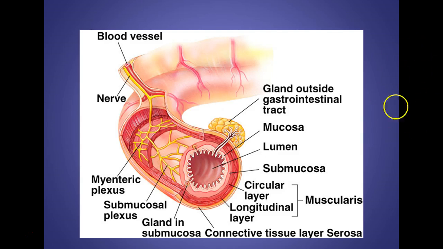Here we're taking a look. We have our lining, which we call the lumen. We have the submucosa, and then we have our muscle, and you see it's double layered, and what happens is they contract in opposite directions to help food move. And then around the outside is this thin layer of the serosa.